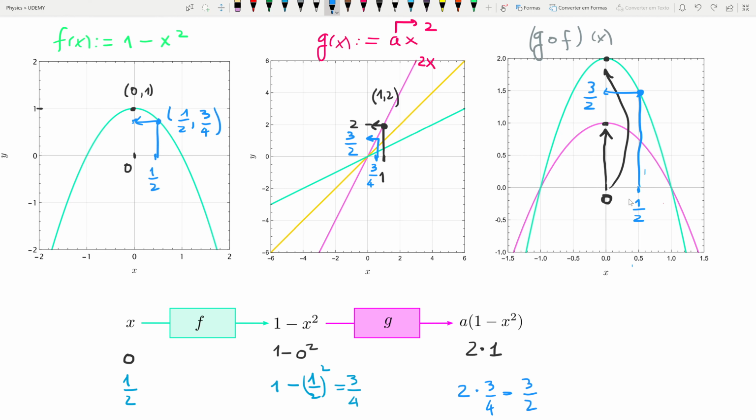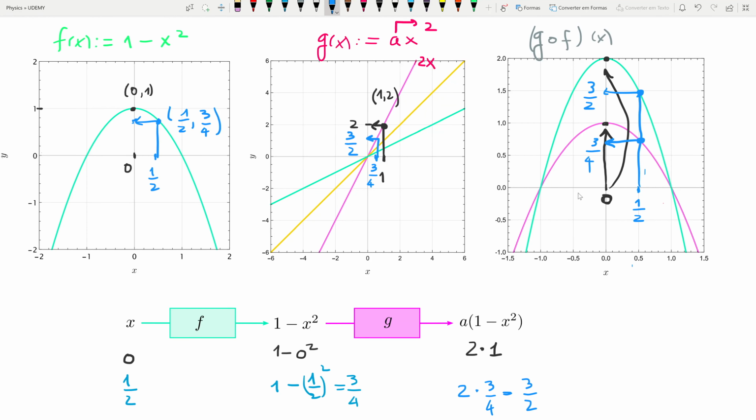Let's compare this mapping with the original one, which is from 1/2 to 3/4. So 1/2 up to 3/4 here. And you can see again the same result. The point on the mountain now got higher. And this is a general trend for all the values of x between -1 and 1. Under the action of f, they are mapped into these images, the pink line, but under the action of the composite function, they are mapped into the green line, which is twice as high.